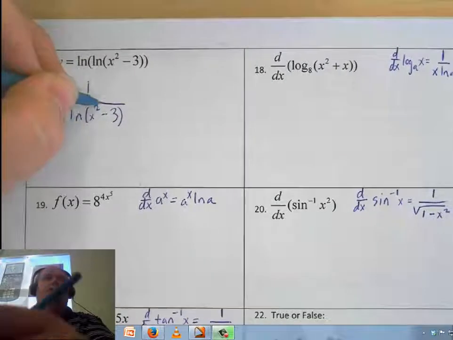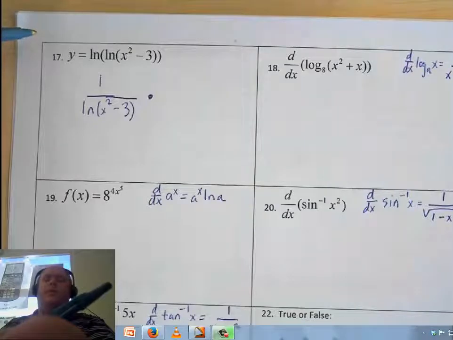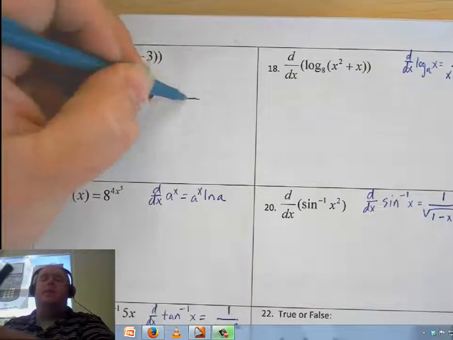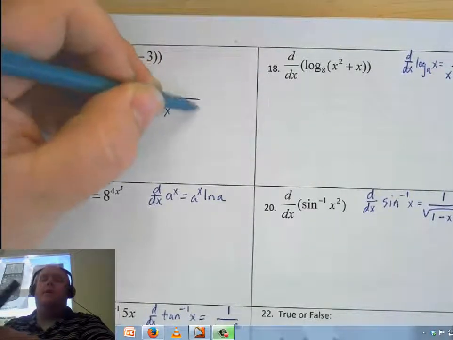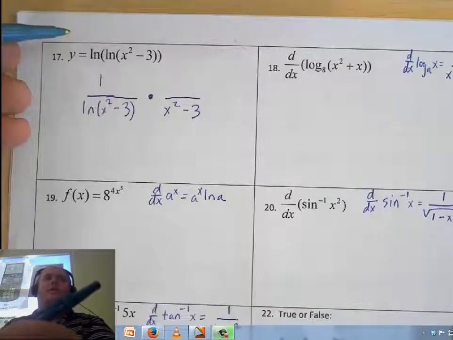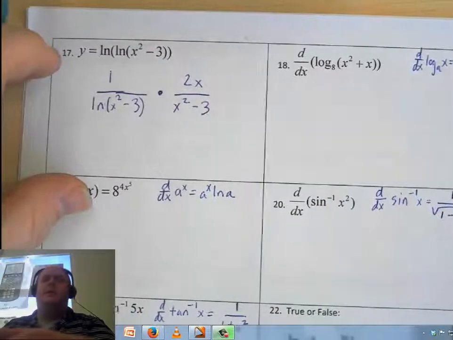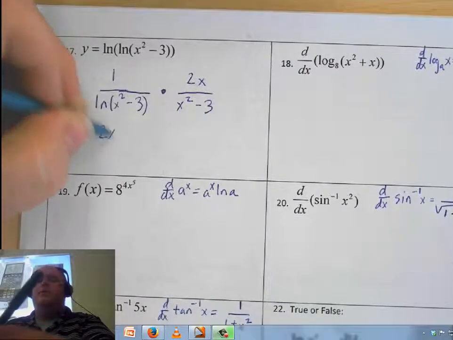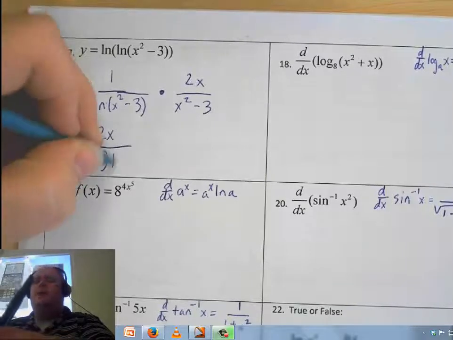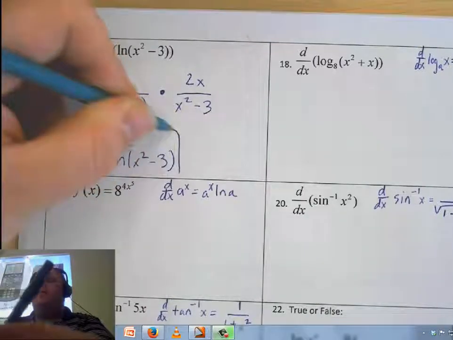Of course, however, we have to use the chain rule. So we're going to multiply this by the derivative of what we're taking natural log of, which is natural log of x squared minus 3, which means on the bottom is going to go x squared minus 3, and then on the top is going to go its derivative, because we have to use the chain rule again. So the derivative of x squared minus 3 is simply 2x. If I simplify this all out, we're going to wind up with 2x over x squared minus 3 times natural log of x squared minus 3. And that would be our answer.